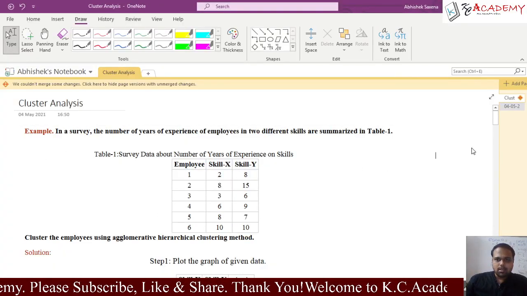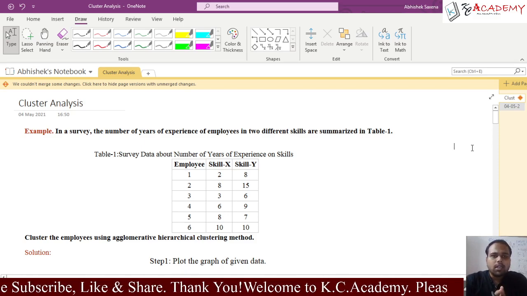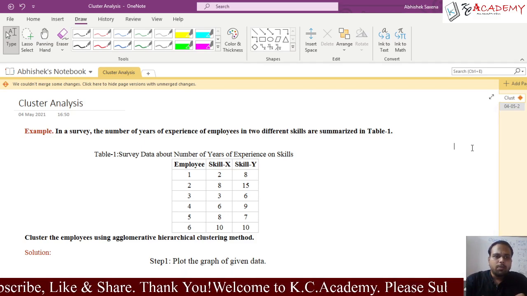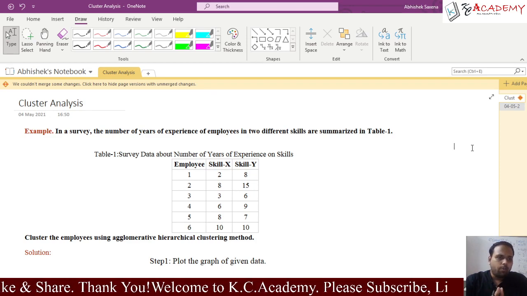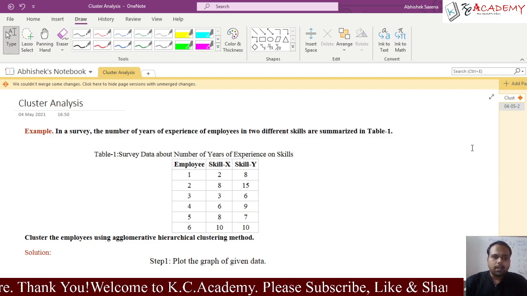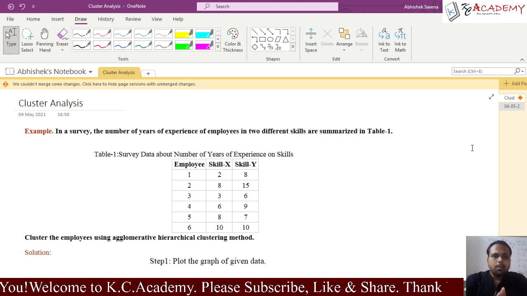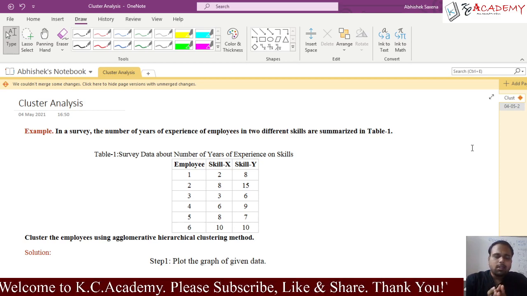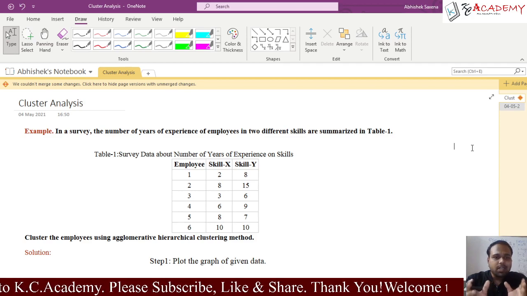So let's start the analysis. First of all, what is cluster analysis? It is one of the methods for data handling or data analysis. This topic is studied in a particular section of data analysis and data handling. There are a number of ways to handle the data, but in this video we'll talk about cluster analysis by using an example.